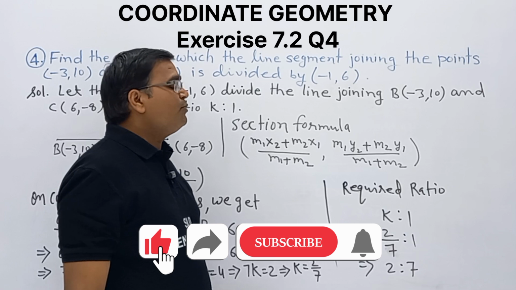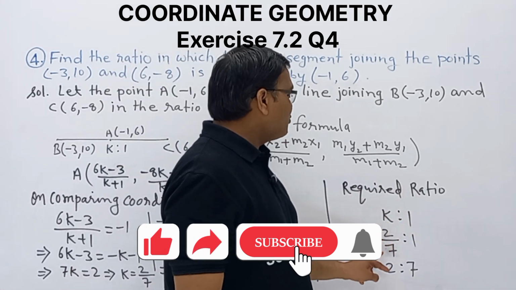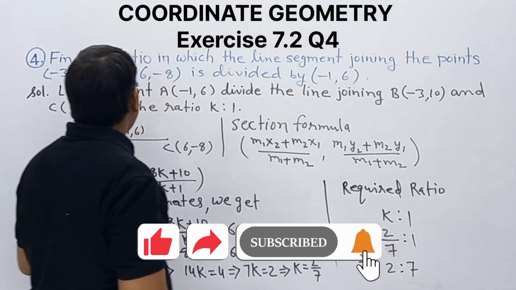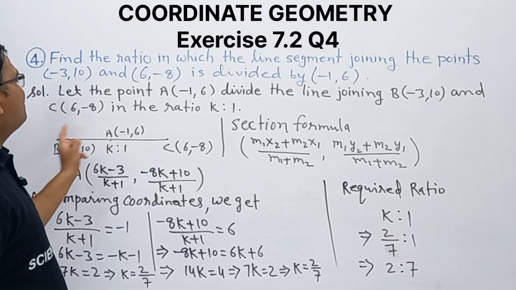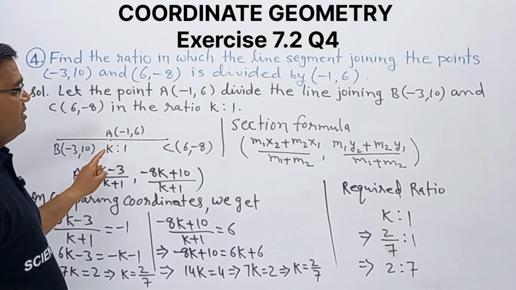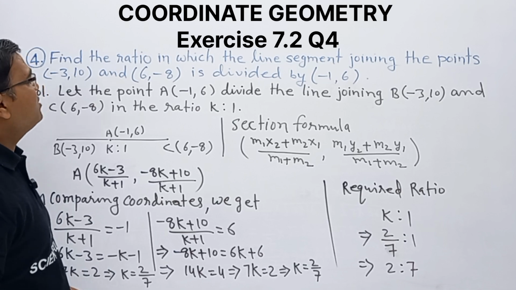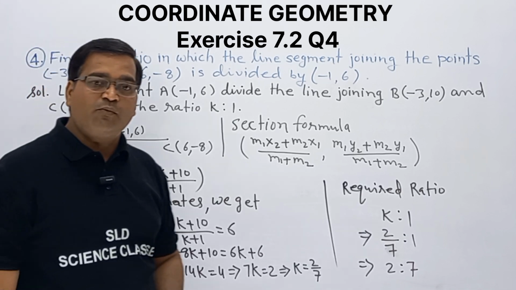So the required ratio will be k is to 1. The k value is 2 upon 7. So we get the 2 is to 7 ratio. So we can say this point A divides this line segment in the 2 is to 7 ratio. So the required ratio will be 2 is to 7. This is the required answer.